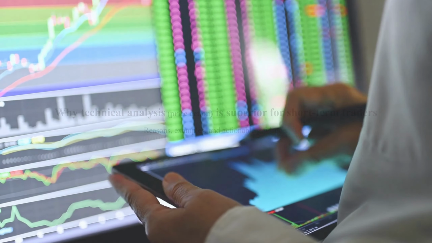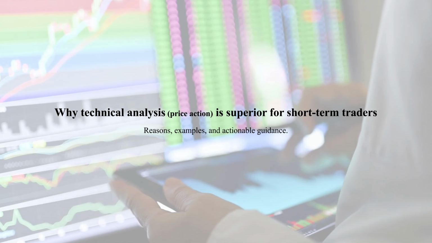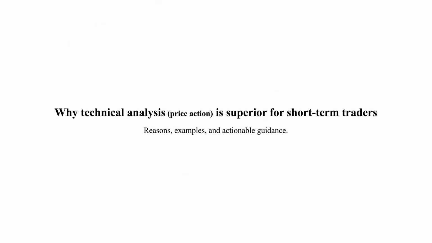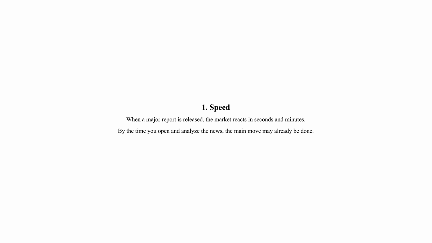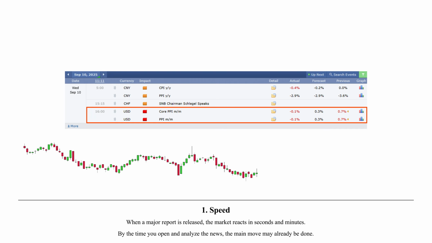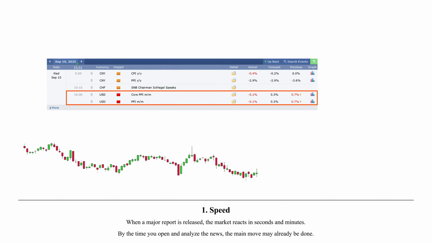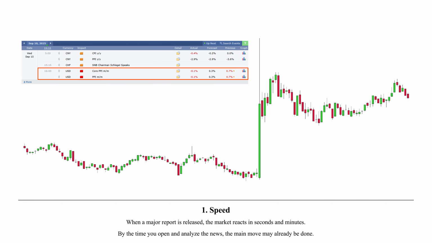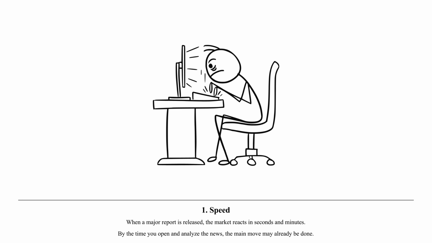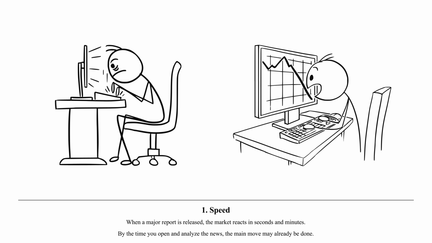And finally, we want to explain why technical analysis is superior for short-term traders, with reasons, examples, and actionable guidance. Point 1. Speed. When a major report is released, the market reacts in seconds and minutes. By the time you open and analyze the news, the main move may already be done.